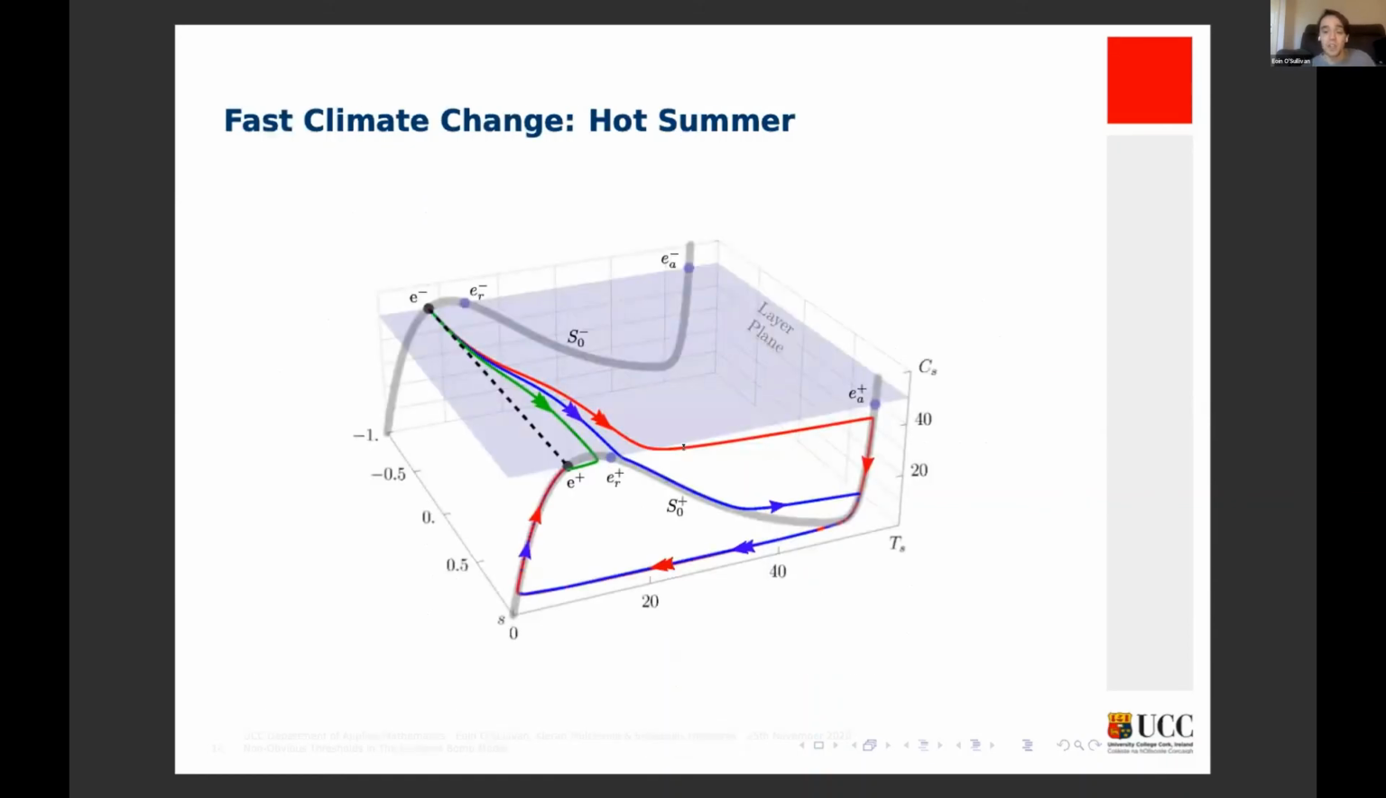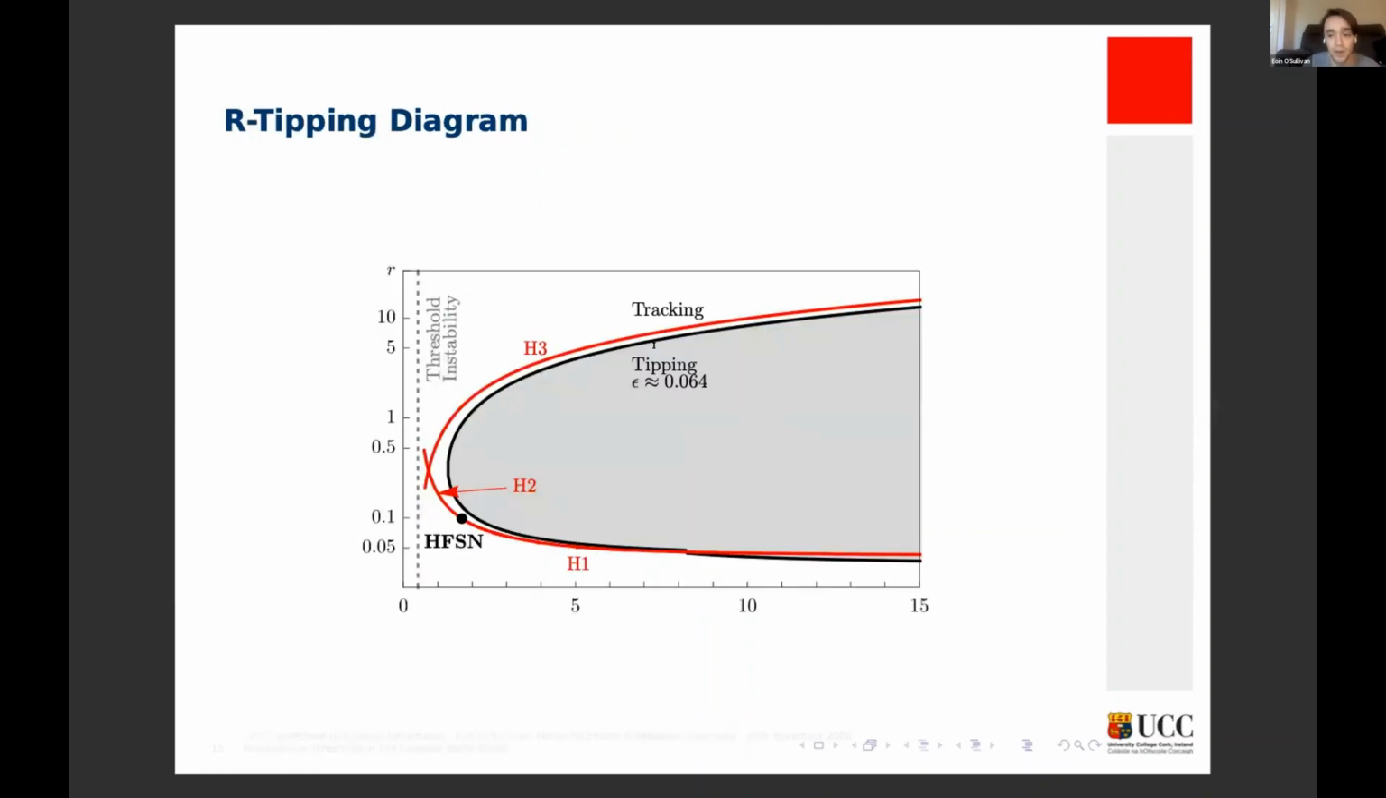In the case of fast climate change, which is our novel case, the geometry is very different. There's no critical manifold. Instead, the majority of the dynamics take place in this fast layer plane, which again gives us these additional equilibria and allows us to formulate the problem of rate-induced tipping in terms of heteroclinic connections between equilibria. When we do that, we again get this red curve, which matches up quite closely with the numerically calculated one for epsilon greater than 0.